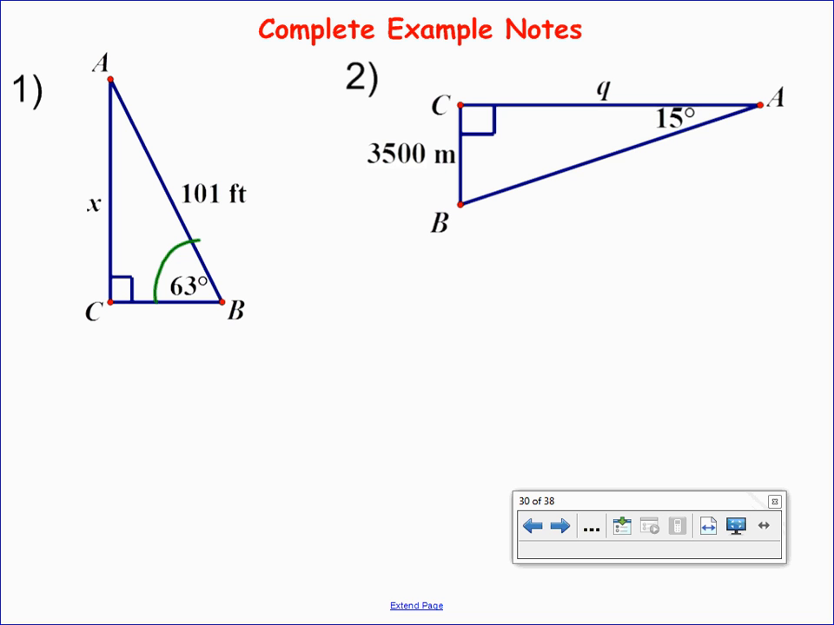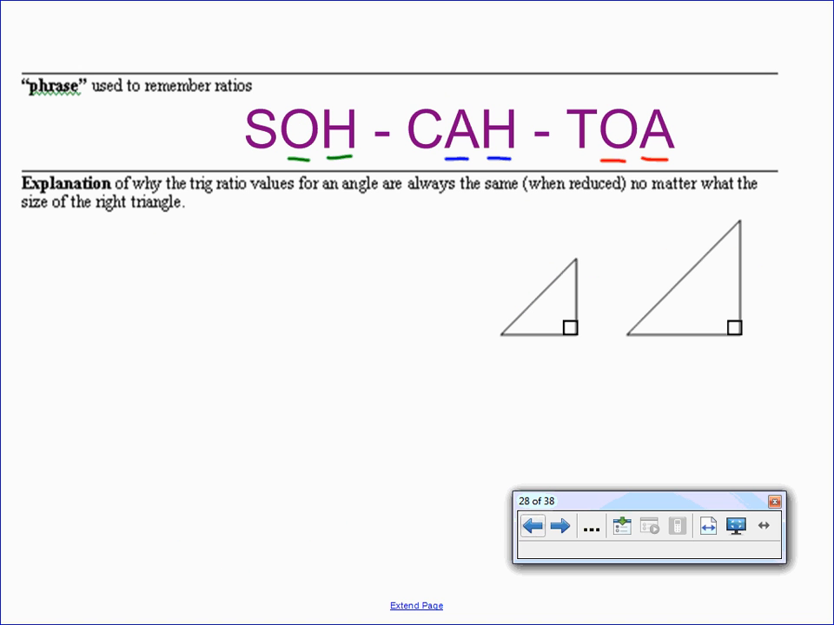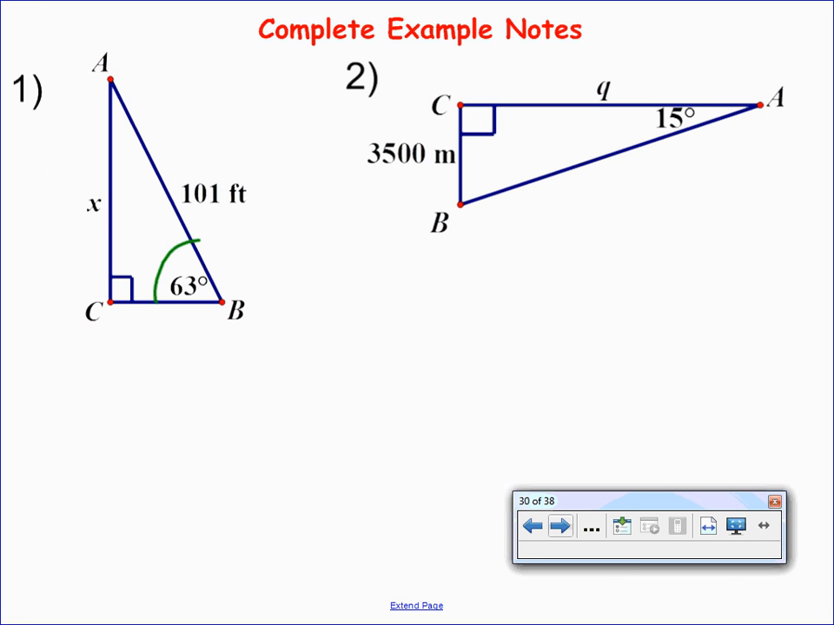Therefore, I would use the trig ratio that relates opposite and hypotenuse. What trig ratio relates opposite and hypotenuse? That's my sine ratio. So sine of an angle equals a fraction. It's opposite over hypotenuse. Let's write an equation that we could use to solve for X. Sine of 63 equals opposite over hypotenuse. What's opposite 63? X. What's the hypotenuse in this triangle? 101 feet. So my equation is: trig function of an angle equals a fraction, sine of 63 degrees equals x over 101.